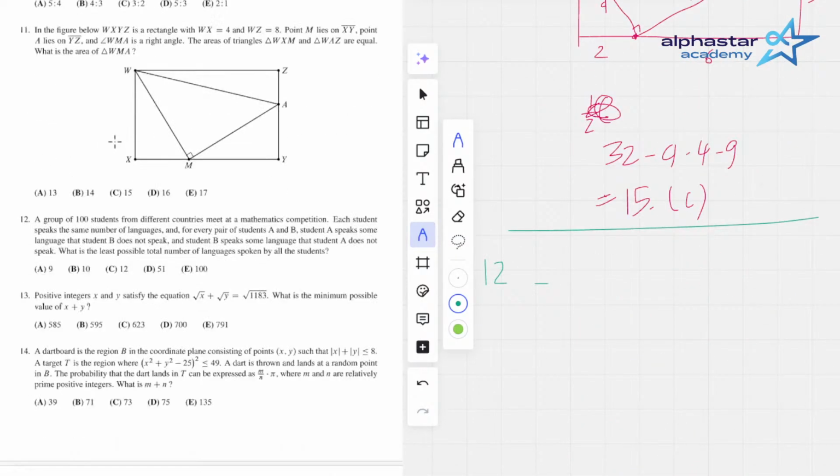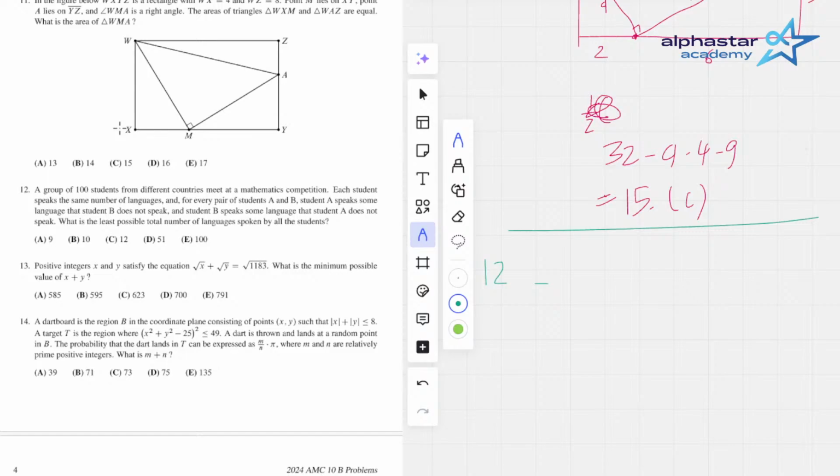12. A group of 100 students from different countries meet at a mathematics competition. Okay, the same number of languages, and each pair of students speaks one language that the other student does not speak. So in other words, okay, let's see. Total number of languages. Okay, for example, what's the maximum number?